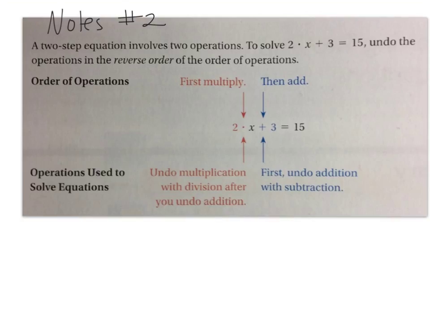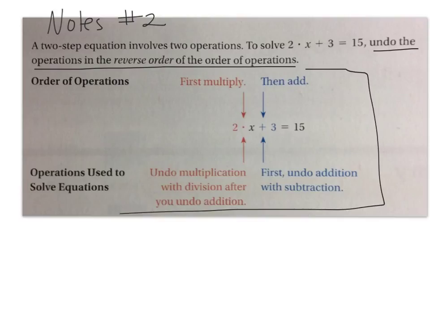This is the second thing I want you to put in your notes. A two-step equation involves two operations. You want to undo the operations in reverse order of the order of operations. So the part I want you to put in your notes is this part. Order of operations has you first multiplying and then adding. Well, to solve this, you're going to first undo the addition, then undo multiplication. So put this in your notes.